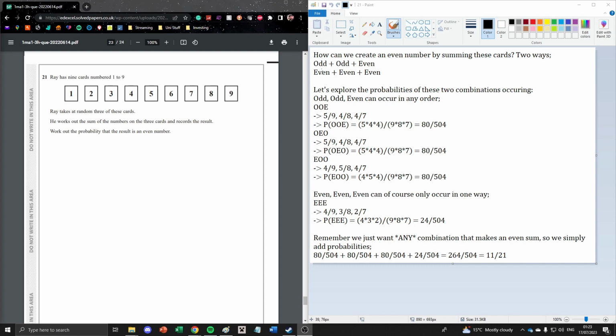Then looking at the possibility of even, even, even. There's initially 4 even cards out of 9. Then after that, there'd be 3 out of 8. Then after that, there'd be 2 out of 7. So multiplying these together, we get 24 divided by 504.